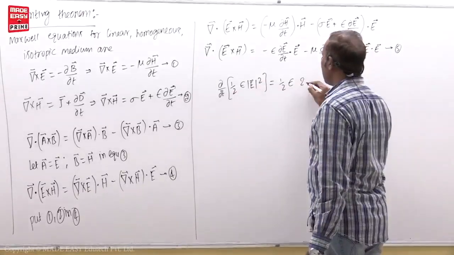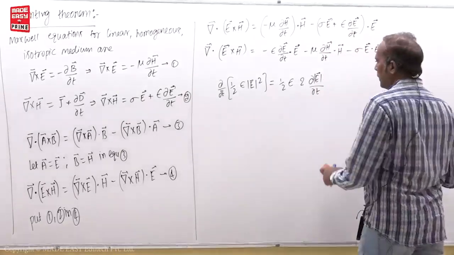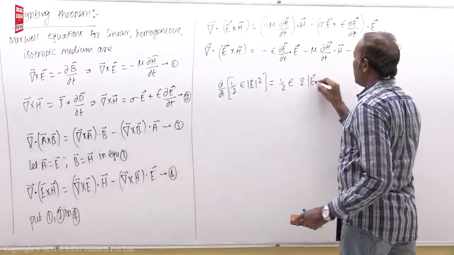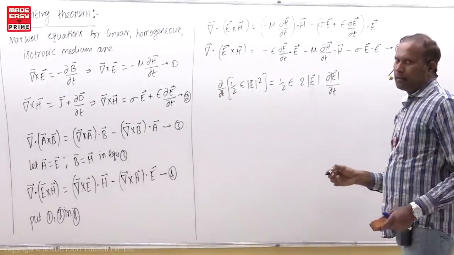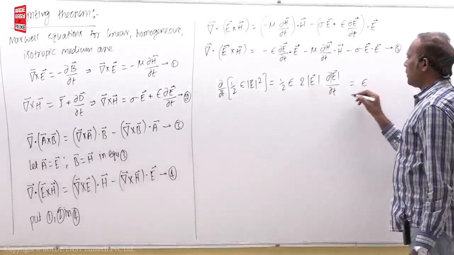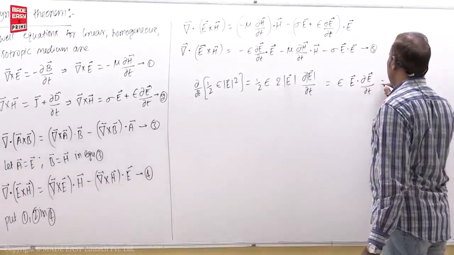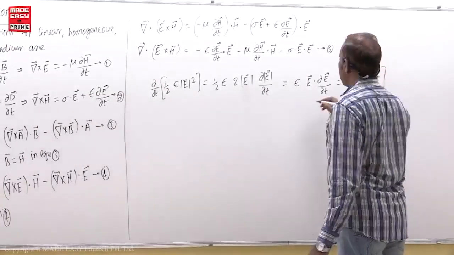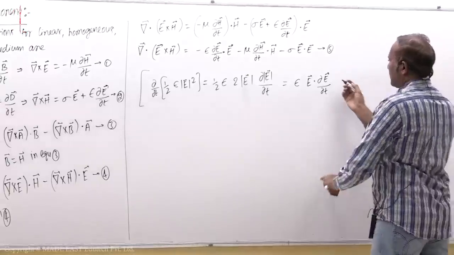d by dt of E square is 2 into mod E into d mod E by dt. It is correct, right? Yes. Now this 2 cancels. I will write epsilon, and this is nothing but E bar dot dou E bar by dou t. That is nothing but epsilon dou E bar by dou t dot E bar. This is actually little mathematics.